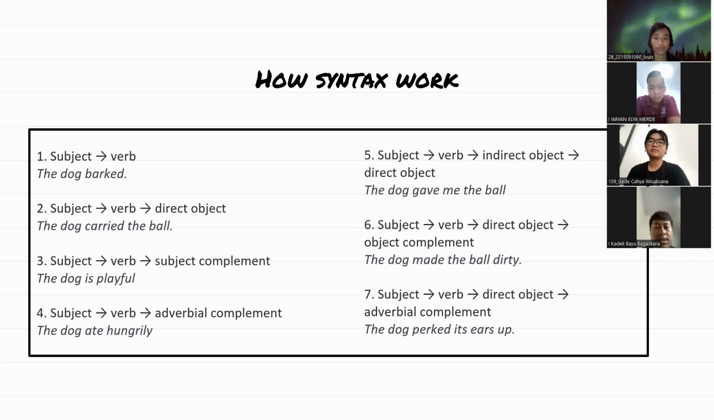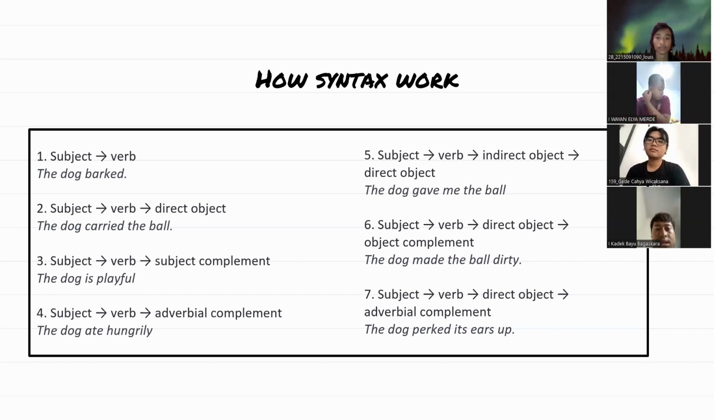Number five, subject, verb, indirect object, direct object. The dog gave me the ball. Some sentences have both a direct object and an indirect object. In this case, the indirect object comes right after the verb and the direct object comes after the indirect object.